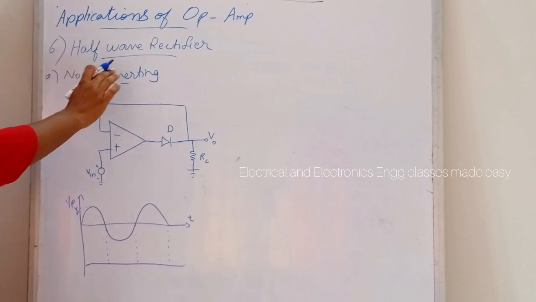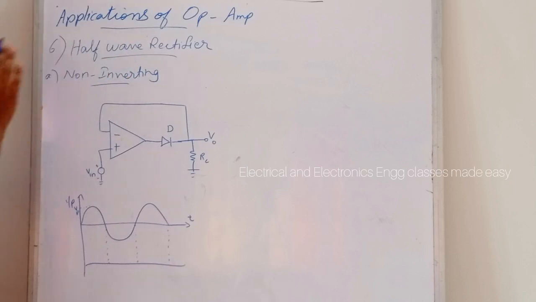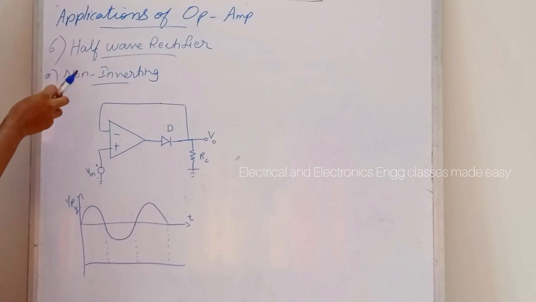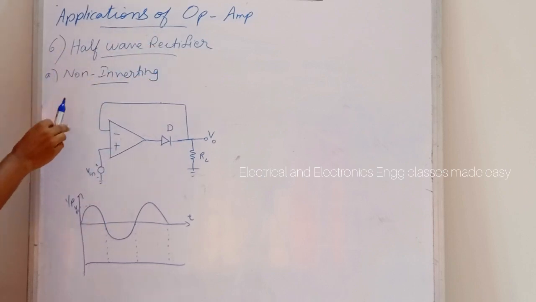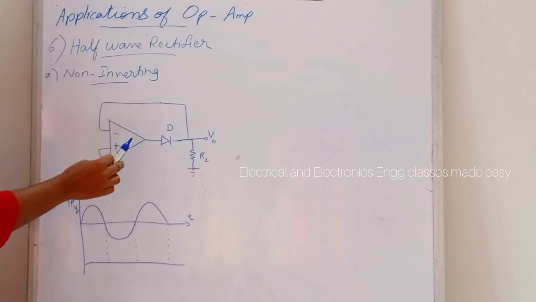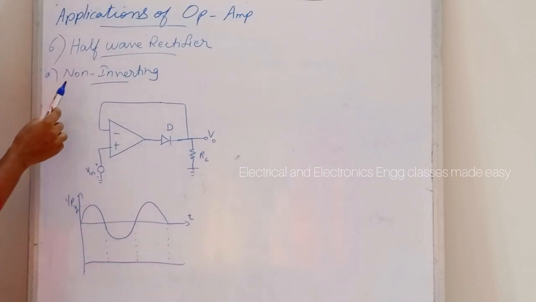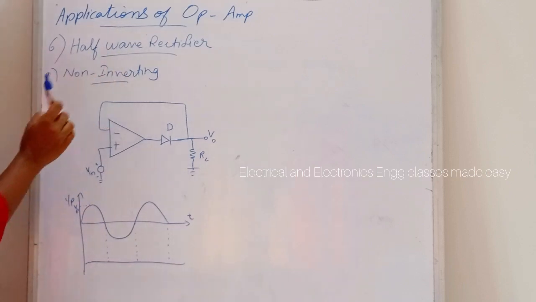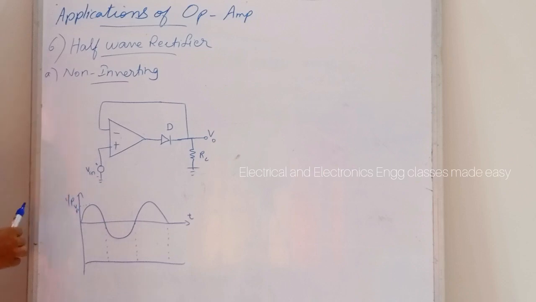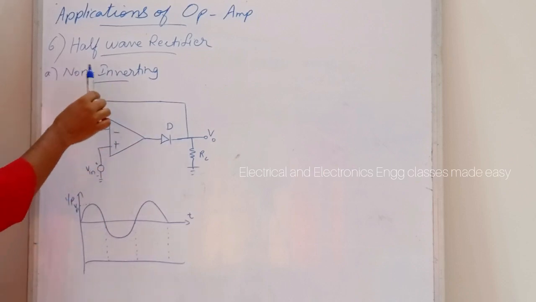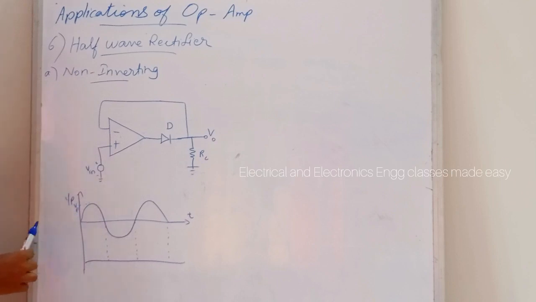Next is the half-wave rectifier using op-amp. There are two types of half-wave rectifier using op-amp: one is non-inverting and the other is inverting half-wave rectifier. Let us discuss the non-inverting half-wave rectifier using op-amp. This is the circuit diagram for the non-inverting half-wave rectifier.